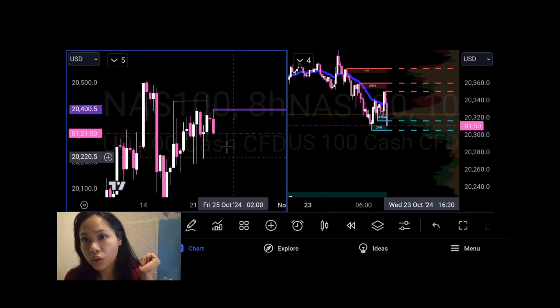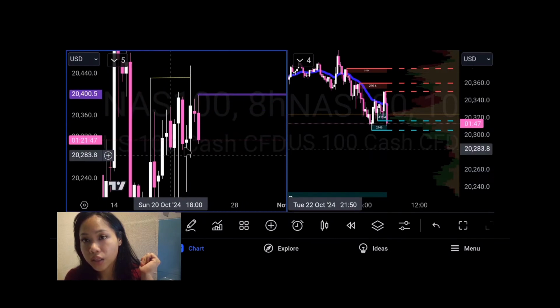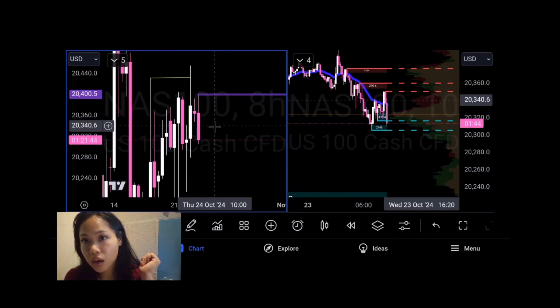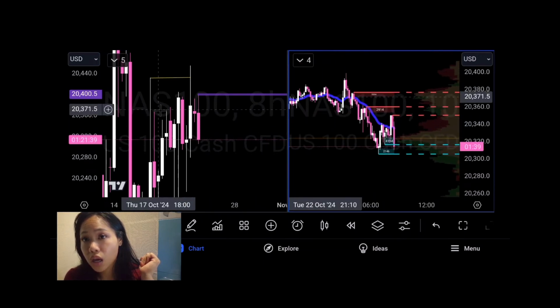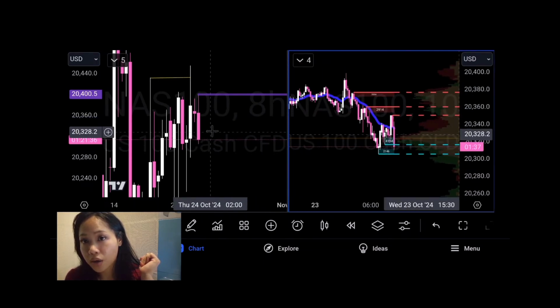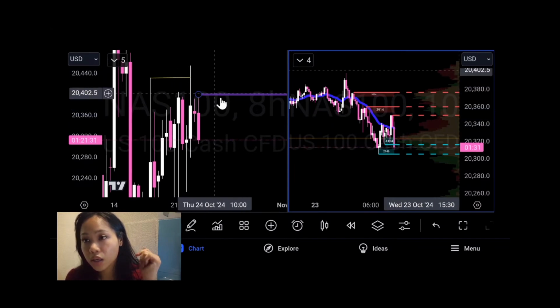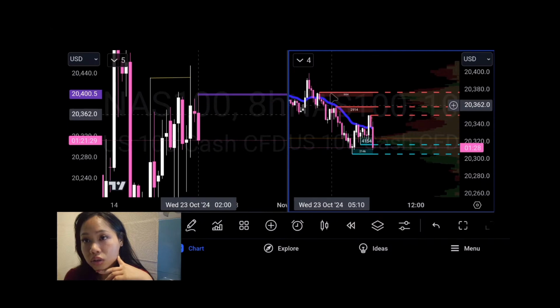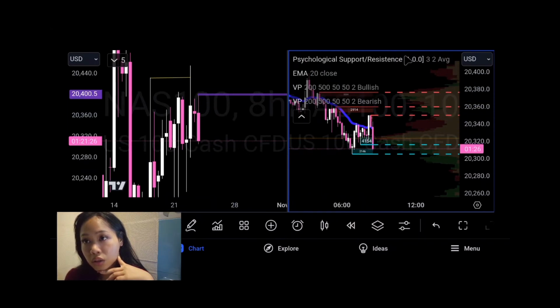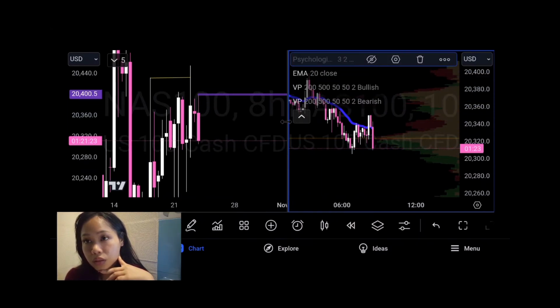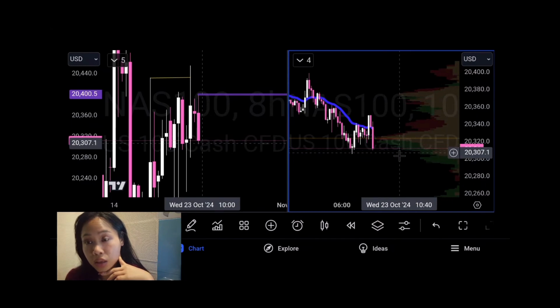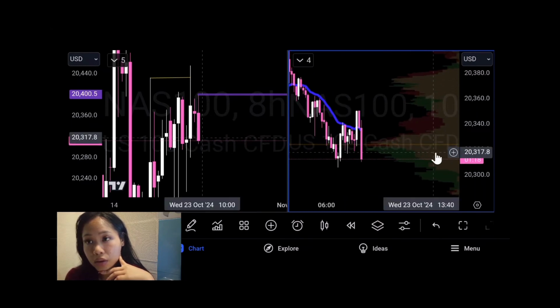But also I saw that this area is an imbalance, and because this is an imbalance here at the 8-hour, I thought price was just going to come down, create some kind of a pattern, and then head up to the upside in this area. But for right now, it's just looking very bearish, so I'm not able to do anything.